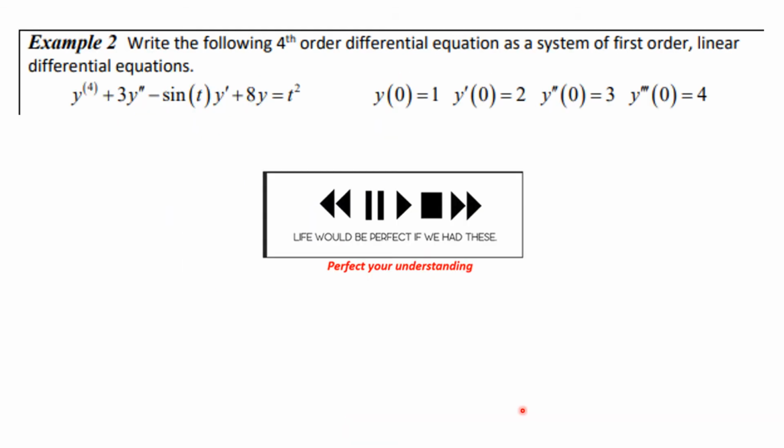I'm going to ask you to do example 2. I want you to write the fourth order differential equation as a system of first order linear differential equations. So we have the fourth derivative of y plus 3y double prime. Notice that we skipped the third derivative, minus sine of y, y prime, plus 8y equals t squared, and we have these initial conditions. You know what to do. Let's see how you did.